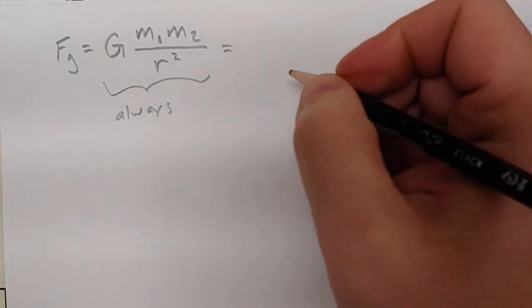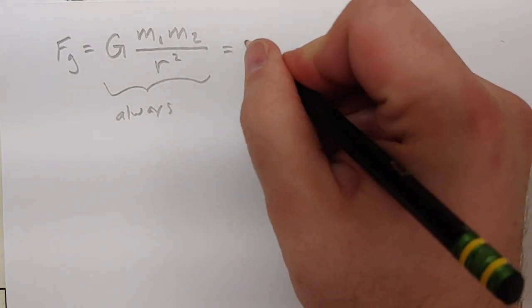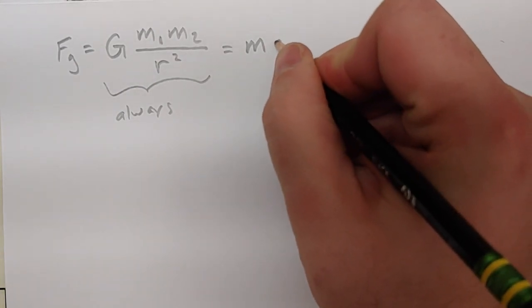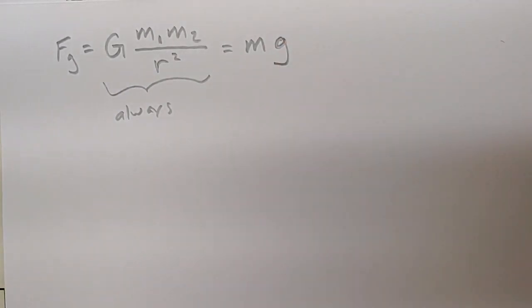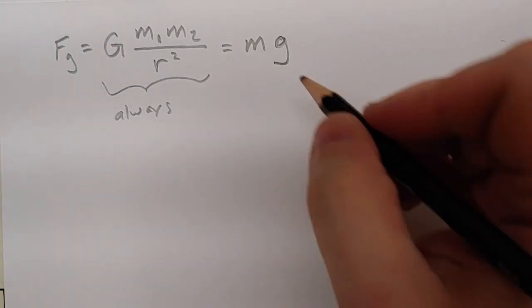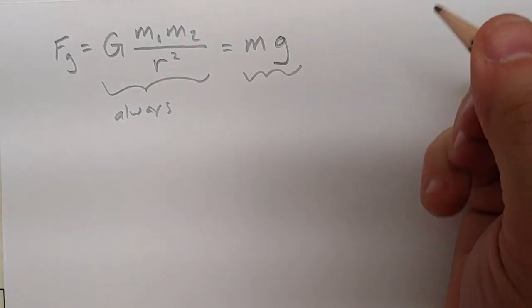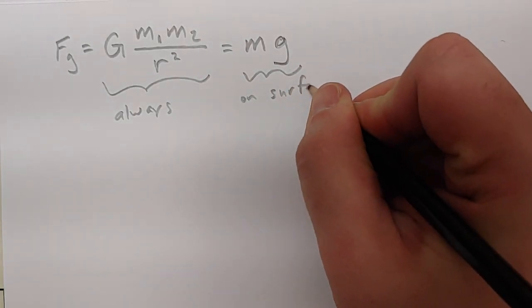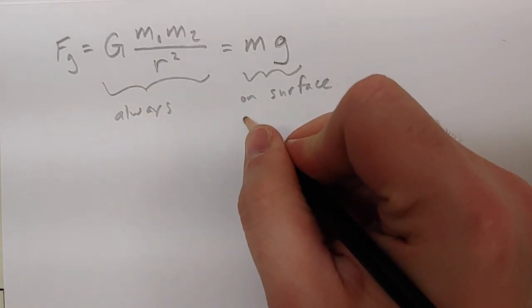And it's also equal to the mass of an object near the surface of the Earth times g, or I guess the mass of an object near the surface of any planet times g for whatever that planet is. So this is fine on the surface of a planet.